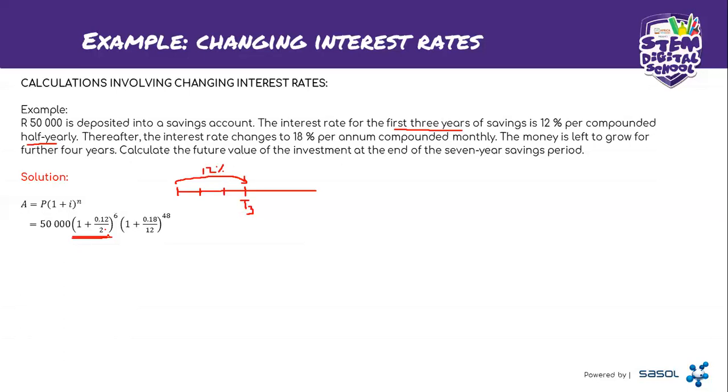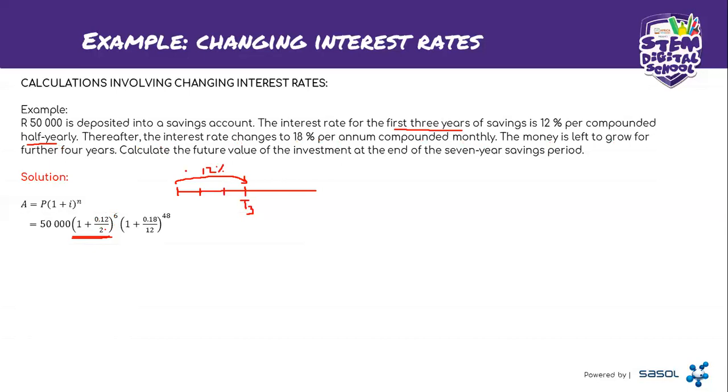Then we divide that 12 by 100. Then it gives us 0.12. And then because it says compounded half yearly, and we said half yearly is 2, then we want to say 2 divided by 2, multiply the number of years, which is 3 years, first 3 years. And then thereafter, the interest changes to 18% per annum compounded monthly.